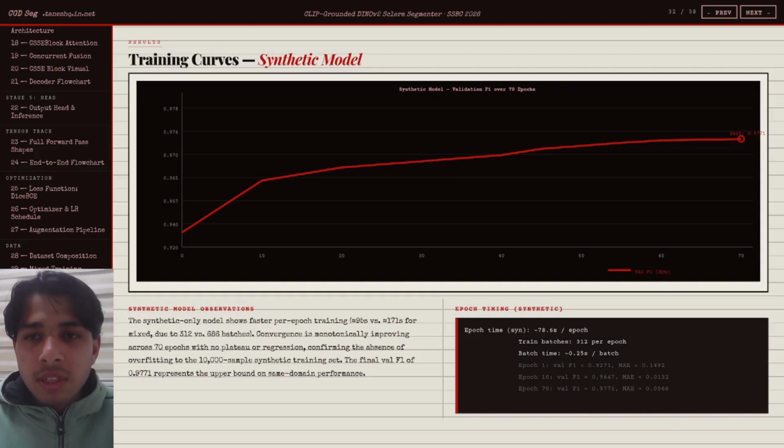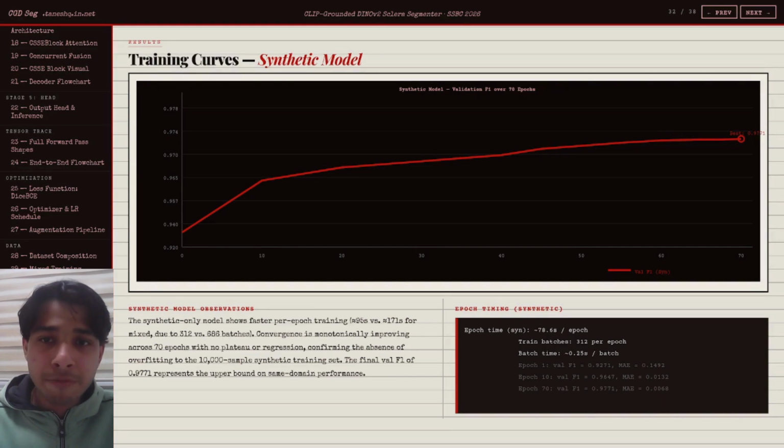The synthetic model's curve is cleaner simply because it's training on a single consistent data distribution. Each epoch takes 78 seconds instead of 171 because there are fewer batches. The model improves monotonically all the way to epoch 70, which tells you it hasn't saturated the 10,000 synthetic training samples even after 70 passes through the data. The best validation F1 of 0.977 represents essentially the ceiling of in-domain synthetic performance.